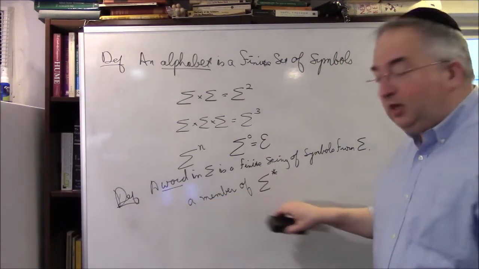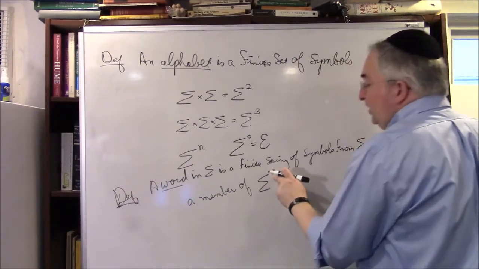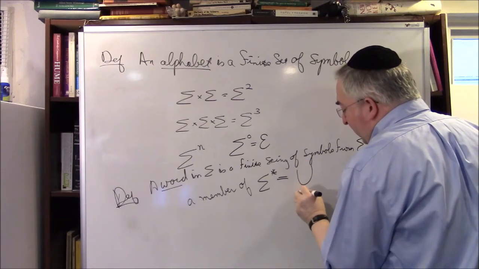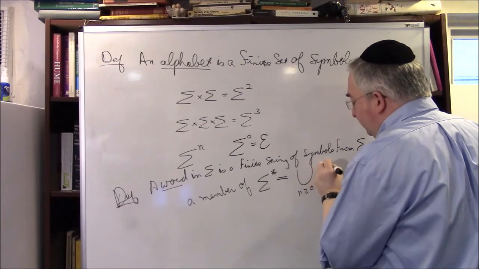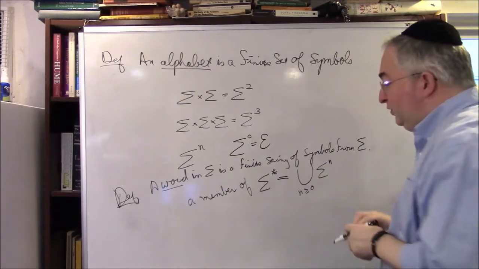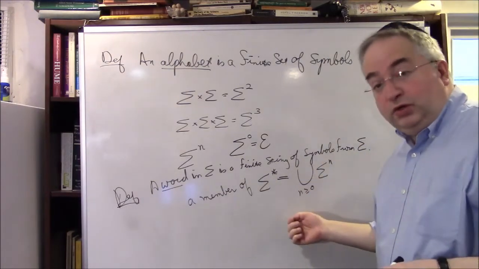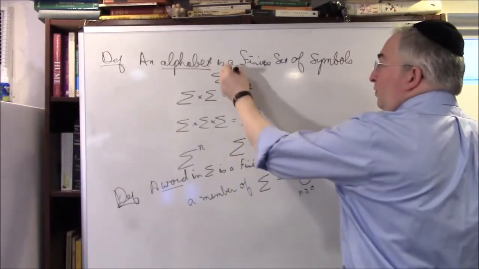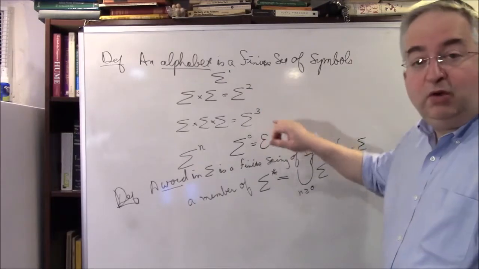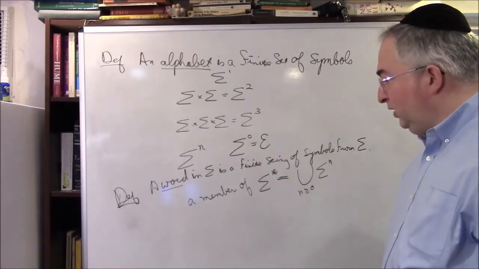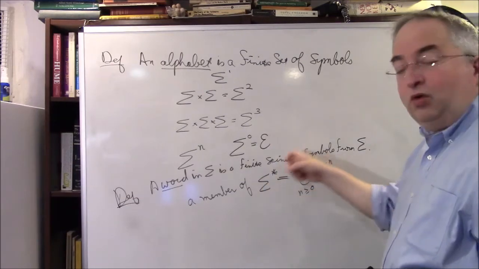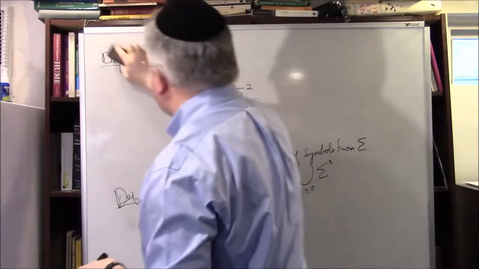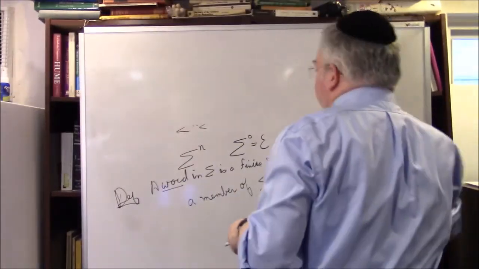Now what's sigma star? Sigma star can be anything whatsoever. It is the union over n greater than or equal to 0 of sigma to the n. So this is the union of 0-letter words, 1-letter words, 2-letter words, 3-letter words, 4-letter words, as much as you want. So that is the set of all words.